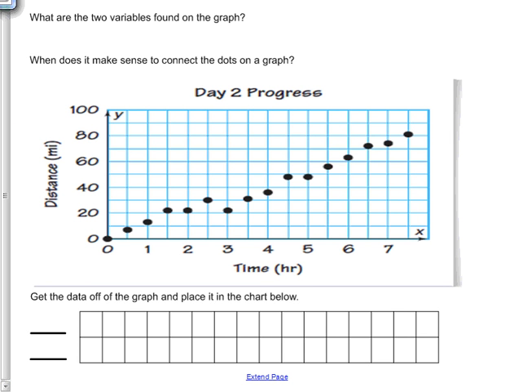Okay, much better. I just had to change a few things around. What are the two variables found on this graph? Well, we find both the variables on the x-axis and on the y-axis. I'm going to let you figure that one out.